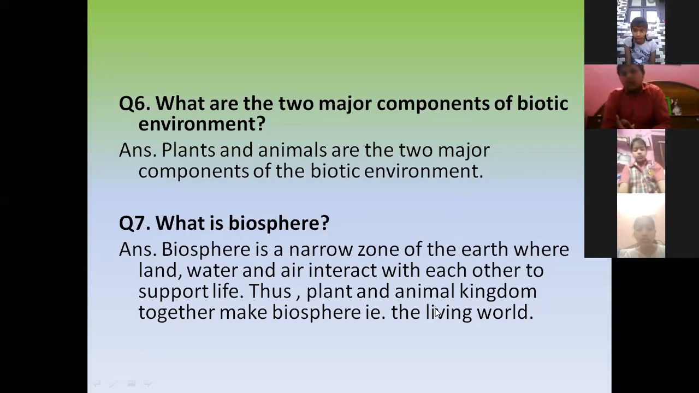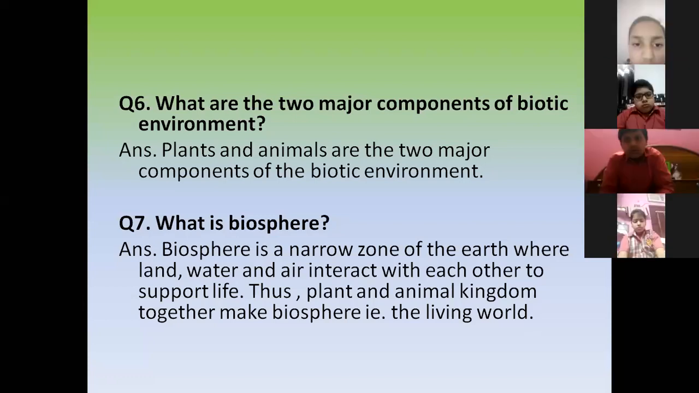Okay, next is biosphere. I just explained to you, in class 6 also we did one diagram where atmosphere, lithosphere, hydrosphere together, when they meet, they intersect. That small zone of living zone is called biosphere. So now let's read the answer. Biosphere is a narrow zone of earth where land, water and air interact with each other to support life. Thus, plant and animal kingdom together make biosphere, that is the living world. So biosphere in a way means the living world. जितनी भी living things हैं, they come under the biosphere.